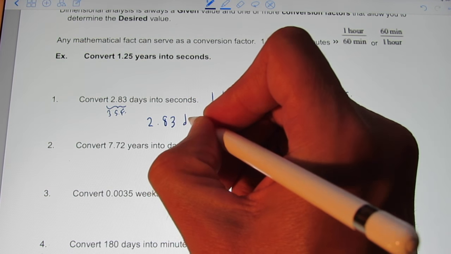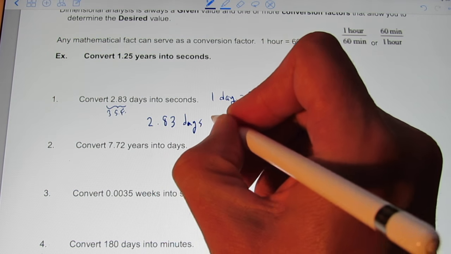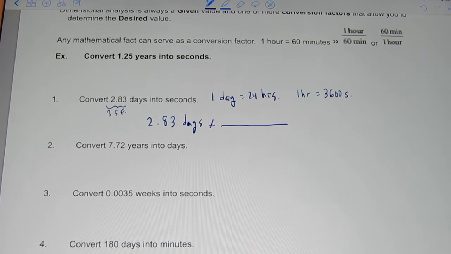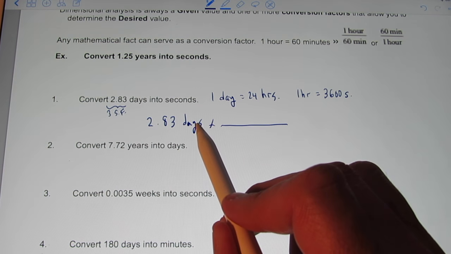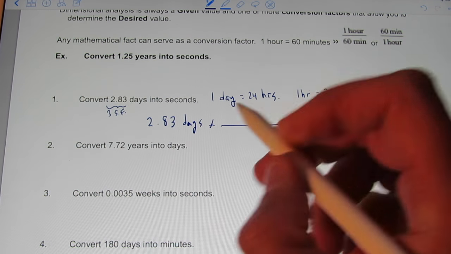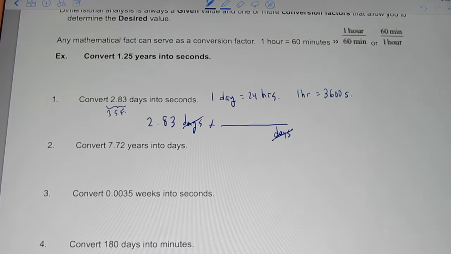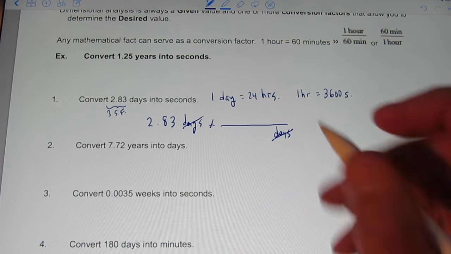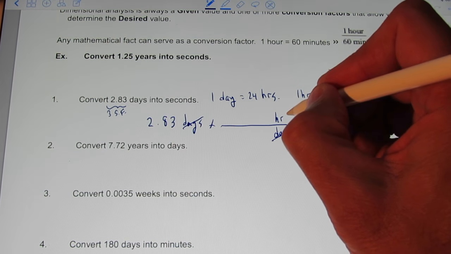2.83 days. And remember, we're going to multiply by a conversion factor. We're going to put this unit that we want to get out of on the bottom so that it divides out. Your math teacher will say it cancels out, divides out, whatever you want to call it. And let's hop into hours first.